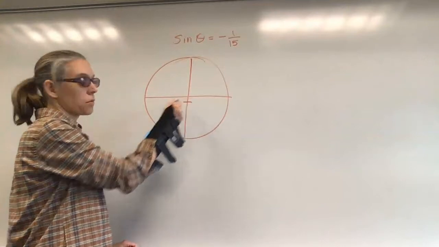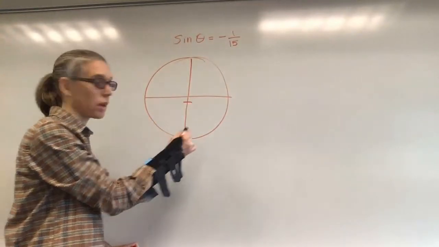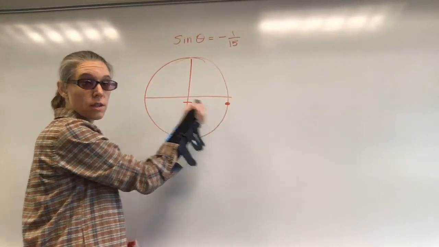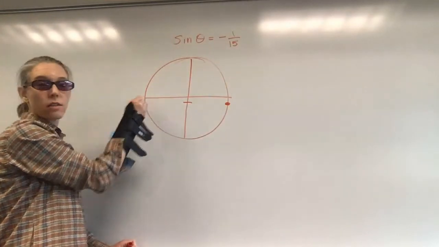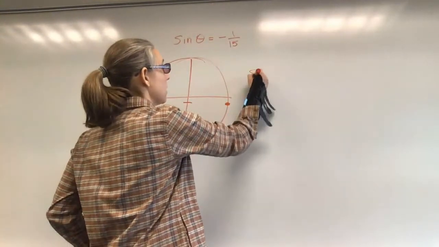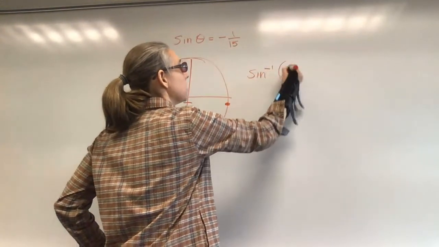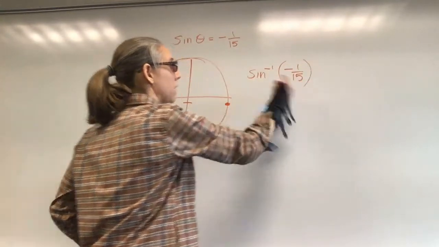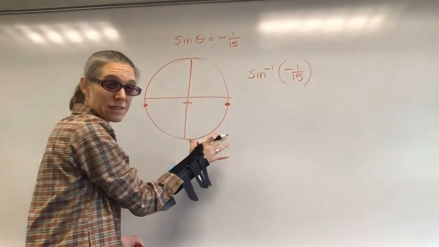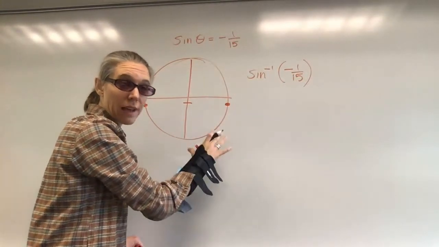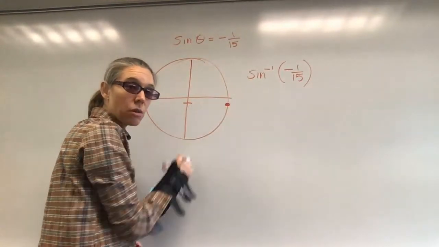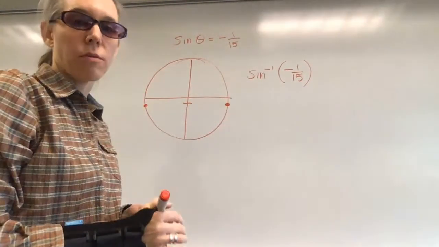So negative 1 over 15 is not very far down, right? So we have a point right over here in the 4th quadrant, and then a point over here in the 3rd quadrant. Now when we use the sine inverse button, it is going to give us a value only in the 1st or 4th quadrant. And furthermore, since it's going to give us a 4th quadrant value, it will actually give us negative degrees, which in the end we won't want. But let's at least start off with that.